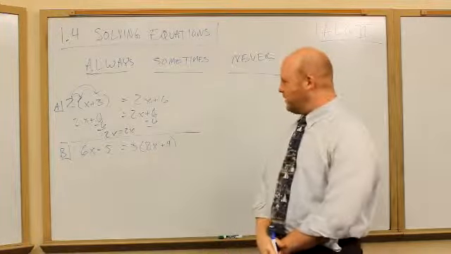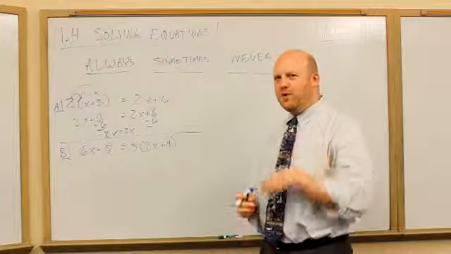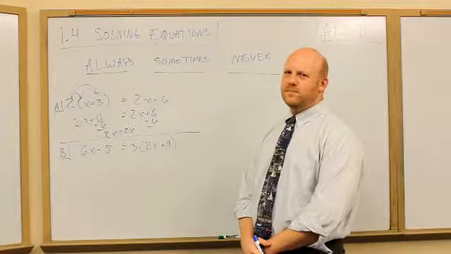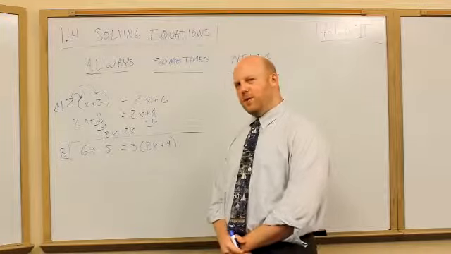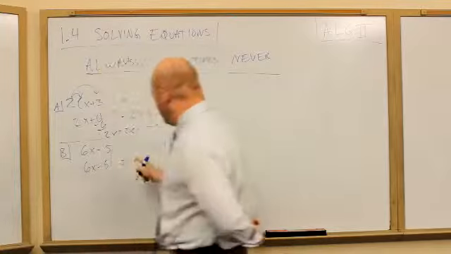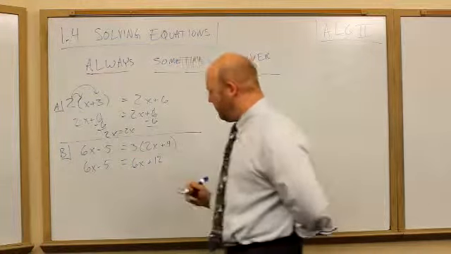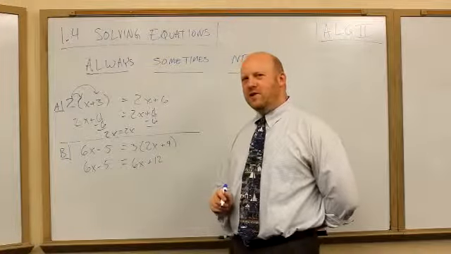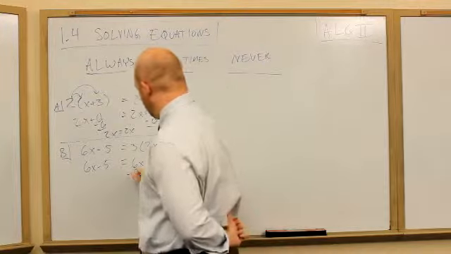What about 6x minus 5 equals 3 times 2x plus 4? Maybe you want to take a minute and work on this side to see what happens. Go ahead, you can do that. I'll do it as we go. On the left, we've got 6x minus 5. On the right, we should have 6x plus 12. Over here, if I try to get rid of that 6x that I see on both sides, let's see what happens.